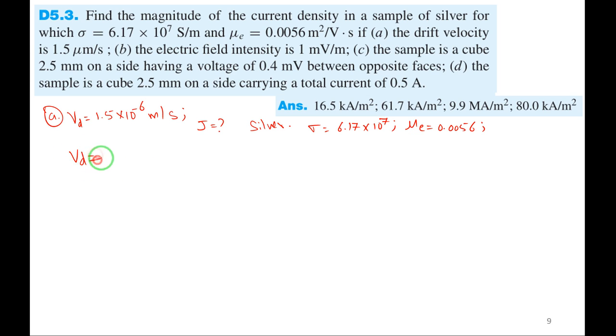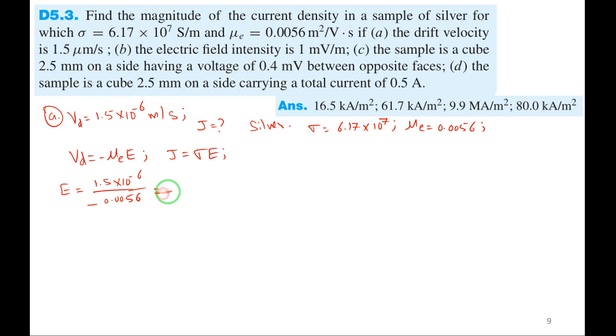Vd is equal to minus mu v, mobility of electrons, electric field. So I am not taking the vector, just I am taking the magnitude. This is one equation, and J equal to sigma E. Just I am taking magnitudes, right? Not the vectors. Okay, fine. I know mu v, I know drift velocity, I can calculate E. First calculate E. So E is equal to Vd. Vd is 1.5 into 10 power minus 6 divided by minus mu v, mobility of electrons, 0.0056. So this will give me E.